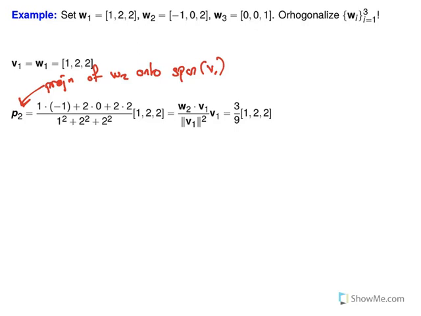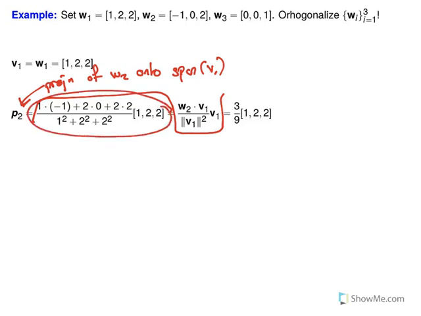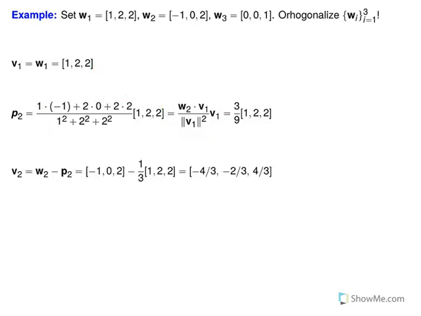And the numerator here is W2 dot V1. Oh, I did these backwards. So we have the formula. Just plugging in numbers, you get the expression over here, and if you work it all out, P2 is 1/3 times the vector (1, 2, 2). Then to build V2, we just take W2, subtract the projection P2, and we get this expression here. So that's the second basis vector.